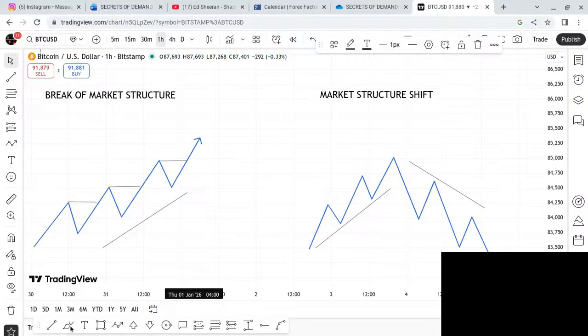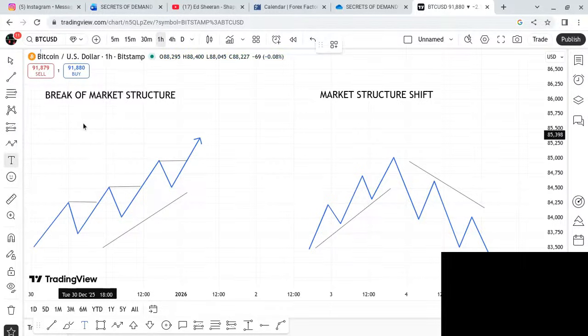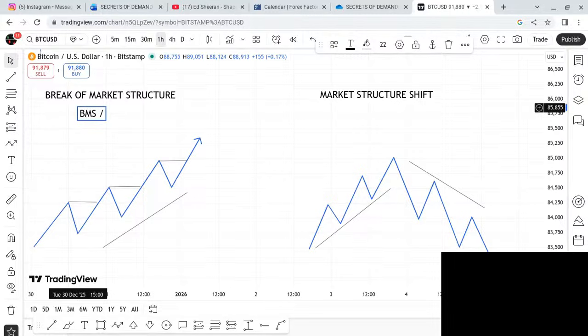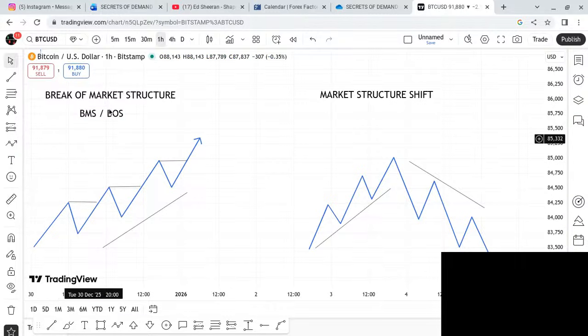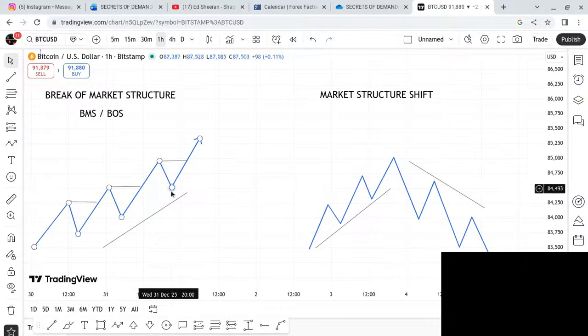Remember here we can use a simple term: you can use BMS, break of market structure, or you can use break of structure. Both are correct. You find some traders writing break of structure, break of structure, break of structure, which means the market kept the trend. The market was in an uptrend here but did not change to a downtrend, which means the market kept on pushing up, breaking the previous highs and lows.